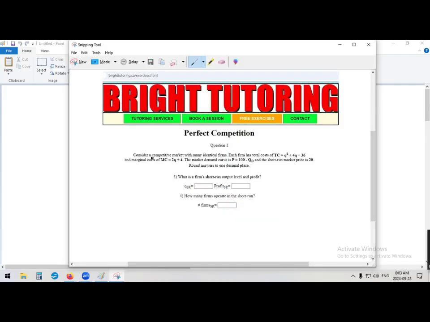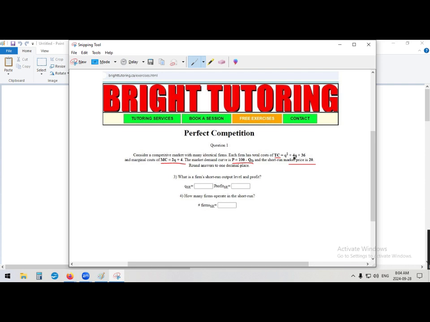So here's the question. Consider a competitive market with many identical firms. Each firm has a total cost equation of q squared plus 4q plus 36, which gives them a marginal cost curve of MC equals 2q plus 4. And the market demand curve is P equals 100 minus the market quantity, and the short-run market price is 20.